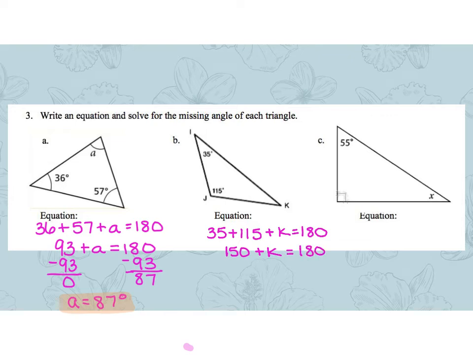And now we have a one-step equation. I will need to subtract 150 on both sides of my equation to get my missing angle K by itself. When I subtract 150 on the left, it cancels out and we're left with just K. And when we subtract 150 on the right, we're left with 30. So our missing angle K is 30 degrees.